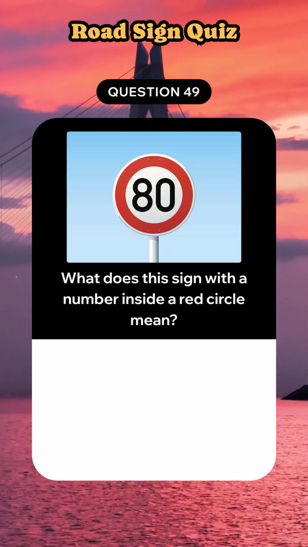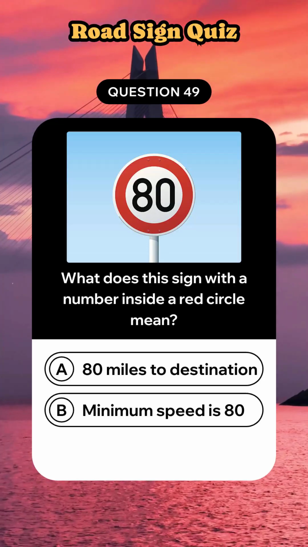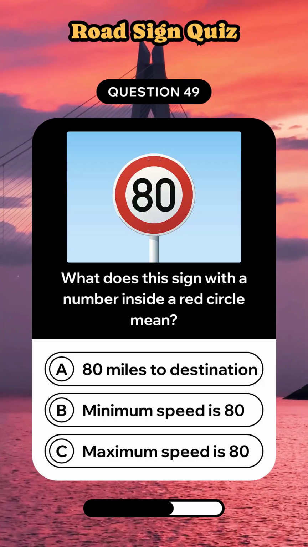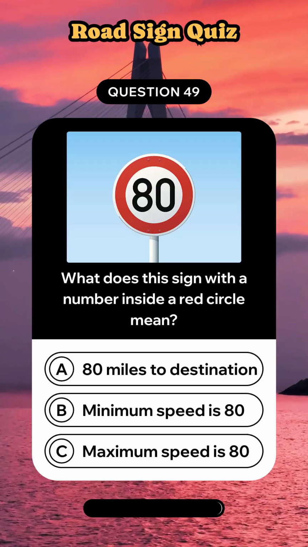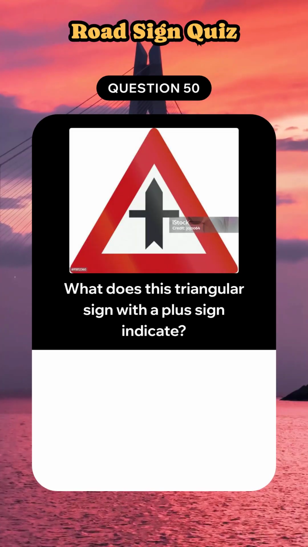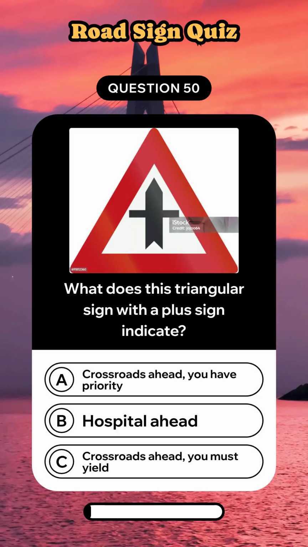What does this sign with a number inside a red circle mean? What does this triangular sign with a plus sign indicate?